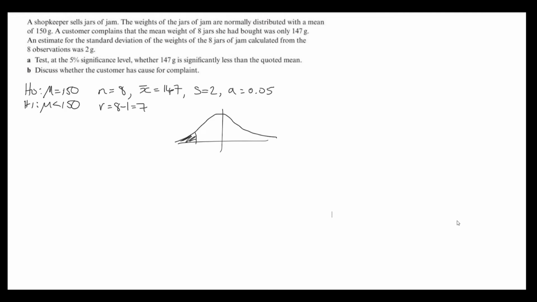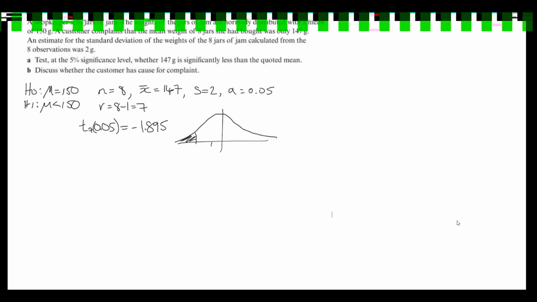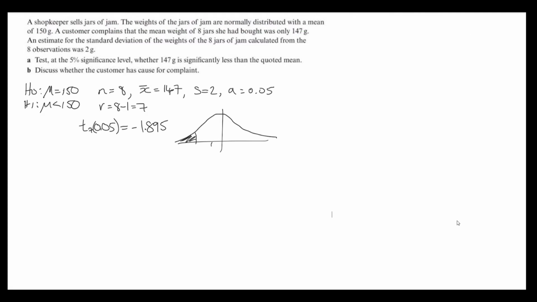So just looking at this on the diagram, here's the 5% in the left-hand tail, and our critical value we can find by using the tables. So it's going to be t, 7 degrees of freedom, 5%. That's going to give us positive 1.895. But we appreciate we're on the left-hand side, so it should be a negative t-score. We have negative 1.895. Okay, so when we calculate our test statistic, anything within the shaded region, anything less than negative 1.895 is going to be a significant result. We'll reject H0, and be in support of the customer's claim.